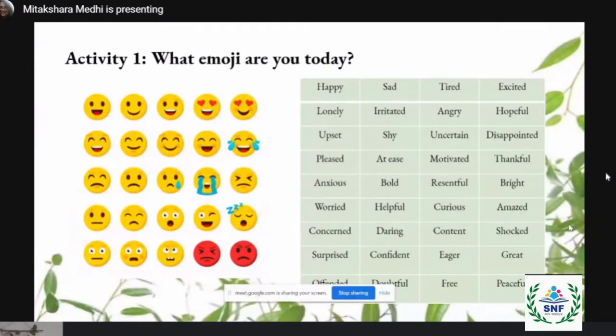Anyone else who would like to go? Okay. It's totally fine. You could always post it on the chat, which I would love to read. And for me, I would say the first emoji on the second row, as well as excited as my feeling word, because I'm really excited to be here with you all. I'll move on to the next slide on understanding stress.